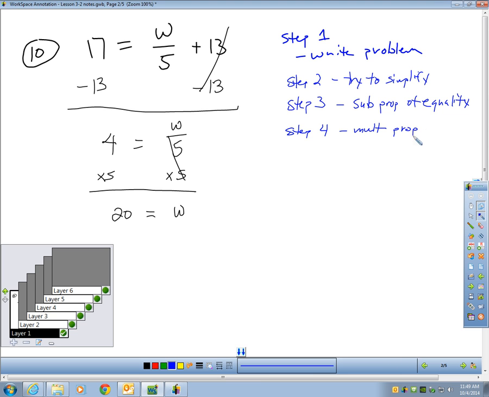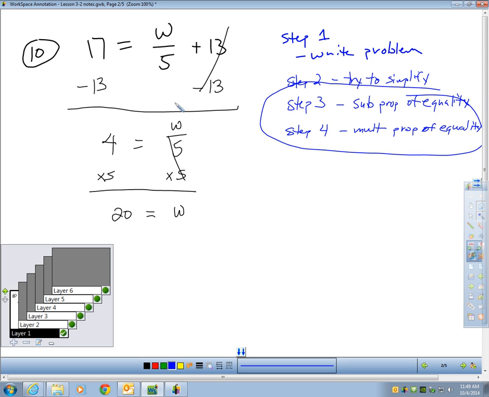Maybe this would be a good point to say, remember how the title of this lesson is two-step equations? Okay, there's my 2 steps. I used the subtraction property of equality for 1 step, and the multiplication property of equality for 2 steps. So I'm getting W equals 20.